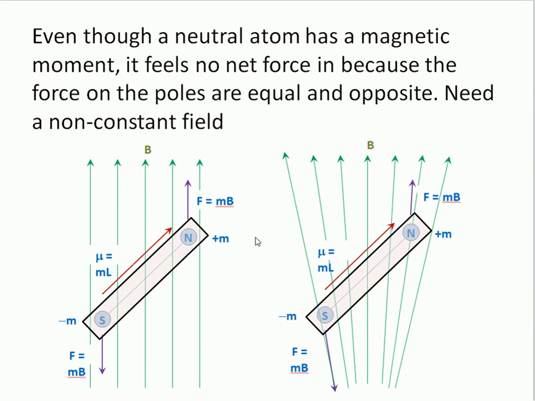Okay? What you need is a non-uniform magnetic field, as shown in this case, in which the forces are neither the same size nor direction. Okay? Which is why back in the original picture of the Stern-Gerlach apparatus, we had a non-uniform field.